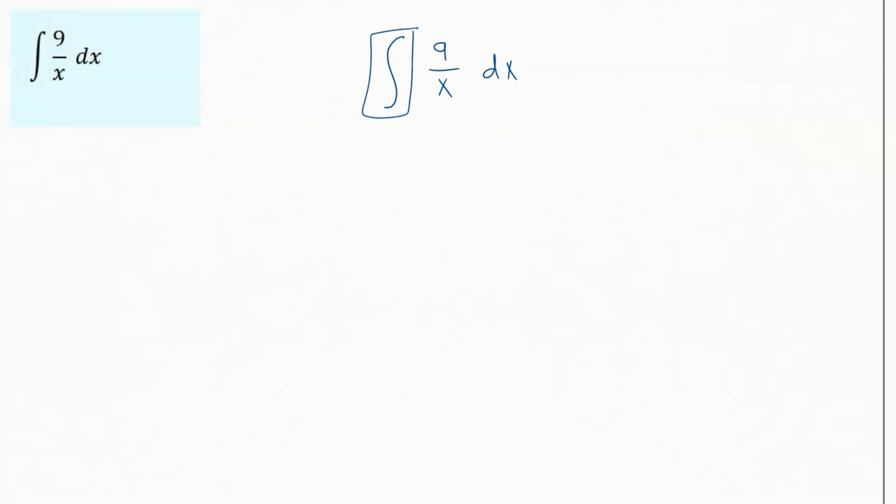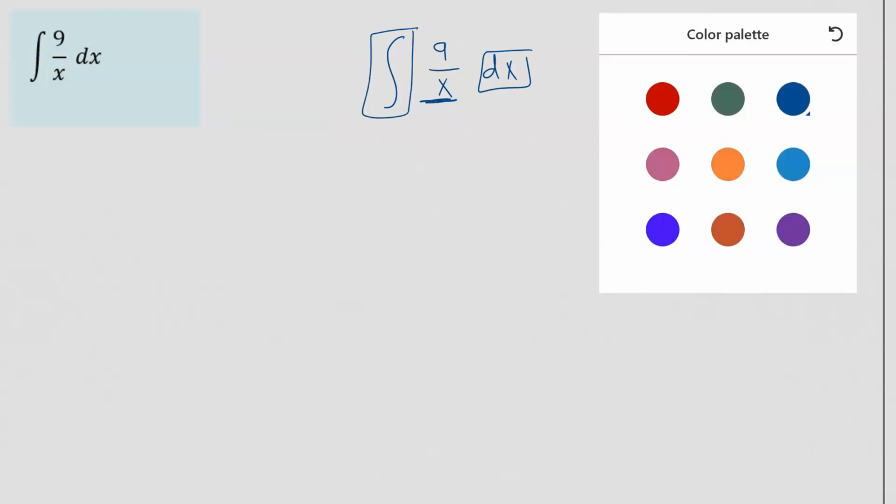So that integral symbol is just saying take the antiderivative of this stuff, and then the dx is just telling us what variable we care about. So as we go through this, all we're really focusing in on is the equation in the middle, and everything else is really just directions.